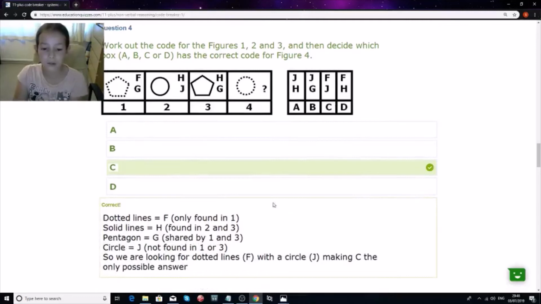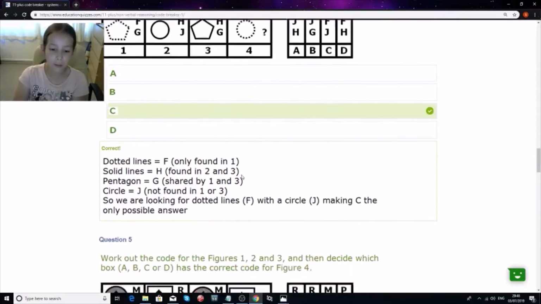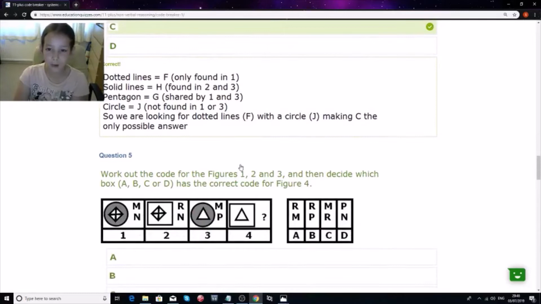Correct. Dotted lines equals F, only found in 1. Solid lines equals H, found in 2 and 3. Pentagon equals G, shared by 1 and 3. Circle equals J, not found in 1 or 3. So we are looking for dotted lines, F with a circle, J, making C the only possible answer. Question 5.